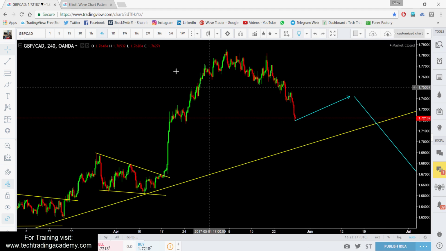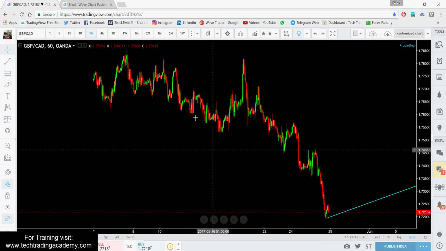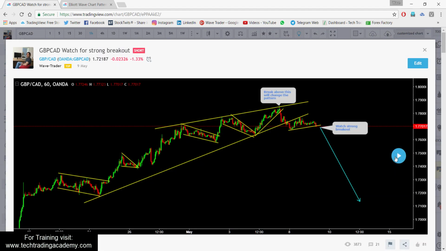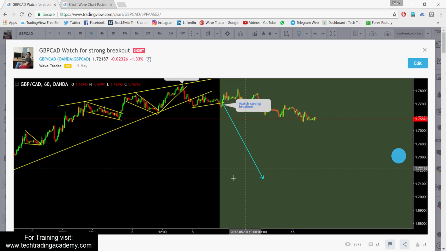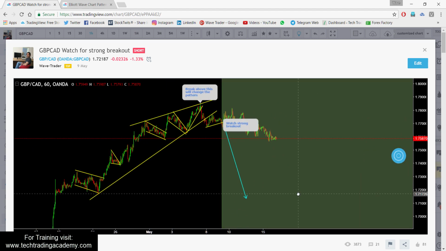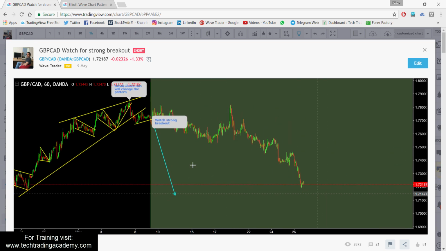Pound CAD also broken down. We were anticipating that price was going to start to fall from this area. Price started to fall, but the way it was falling wasn't convincing us to hold the sell further to the downside. We were anticipating some price action at that area.